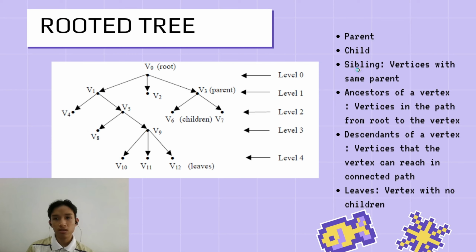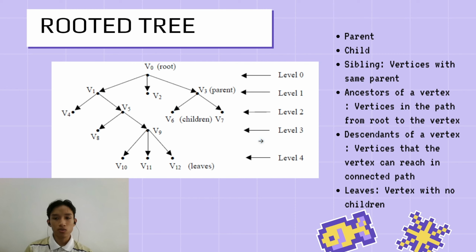And then we have sibling, which is vertices with the same parent. So for example, vertex 6 and vertex 7 are siblings. And then we have ancestors of a vertex, which is vertices in the path from the root to the vertex. So for example, the ancestors for vertex 4 are vertex 1 and vertex 0. And then we have descendants of a vertex, which is vertices that the vertex can reach in a connected path. So for example, the descendants for vertex 9 are vertex 10, 11 and 12.